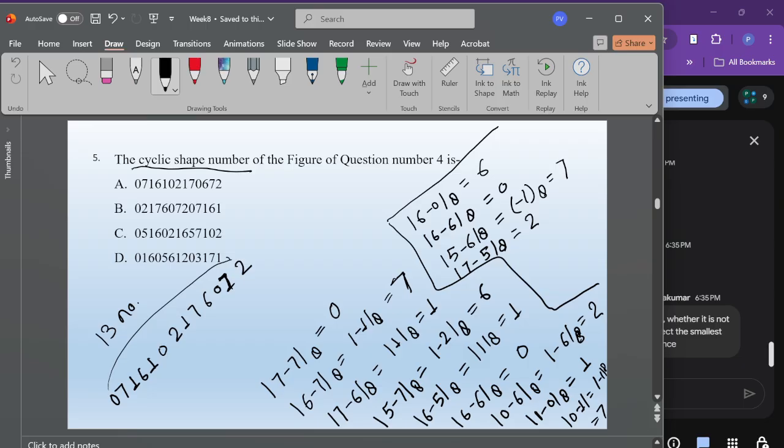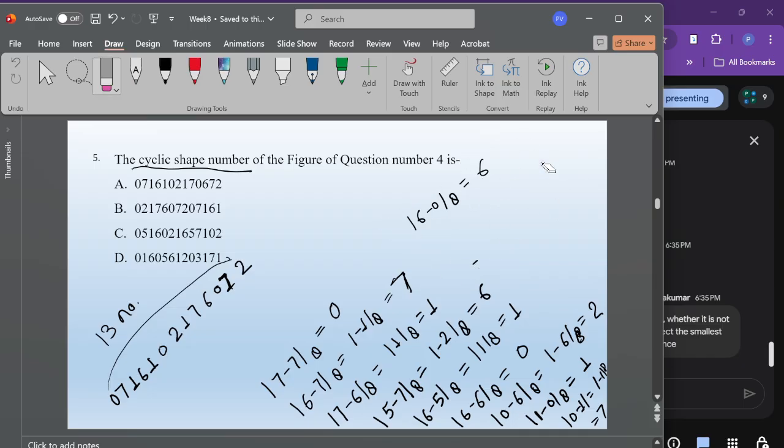So this sequence will be treated as a loop, so there will be 13 starting points. Now I think this part is clear, so I'm just removing it for the next part.